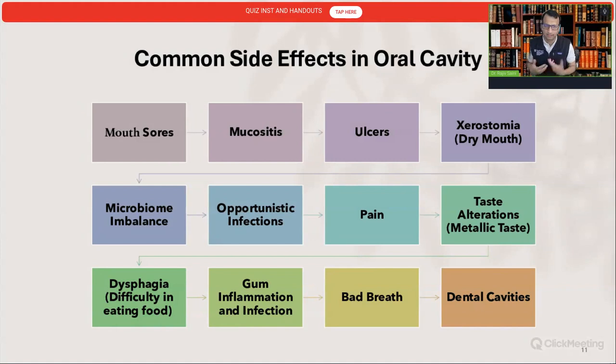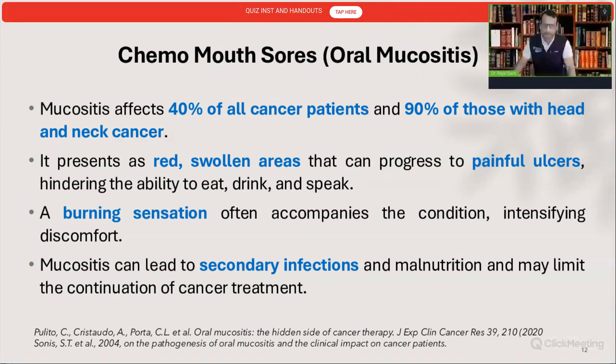After that, there are other complications such as microbiome imbalance, and we'll discuss in detail how the microbiome imbalance happens. Opportunistic infections happen, pain is a very persistent symptom, and there is taste alteration, metallic taste, followed by dysphagia, or difficulty in eating food, inflammation, gum disease, periodontal disease, and so on. We'll discuss some of the key side effects in this presentation and how we are able to give a solution to those side effects.